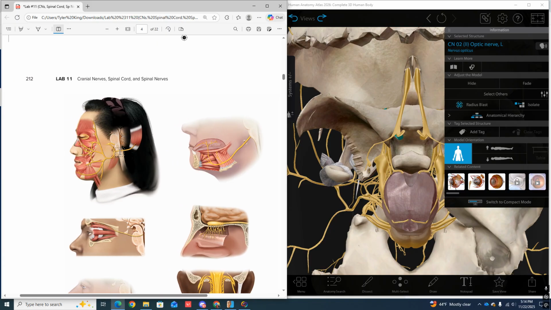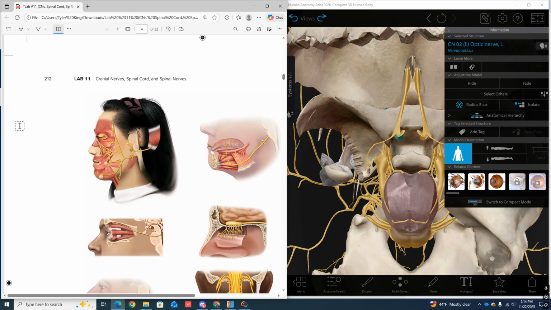Scrolling down here a little bit. Another one innervating the face, but now innervating the muscles of the face, okay? Because of that, this is CN VII, number 7, the facial nerve, okay?